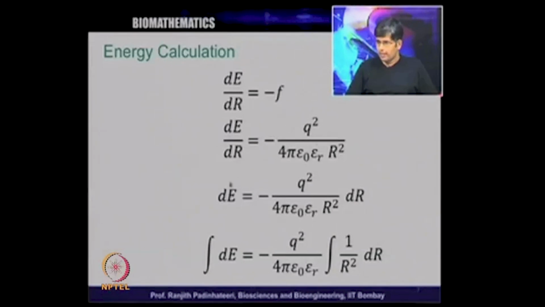So, essentially you can multiply both sides by dr, and you get dE is q square by 4 pi epsilon 0 epsilon r square dr. So, this is basically rewriting this equation, and now we can integrate both sides. So, q is a constant, 4 is a constant, pi epsilon 0 epsilon r, all of them are constants. So, you can take out all of this, and you can have just integral of 1 over r square dr.